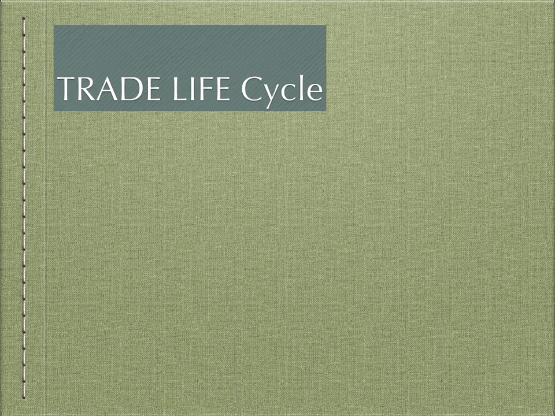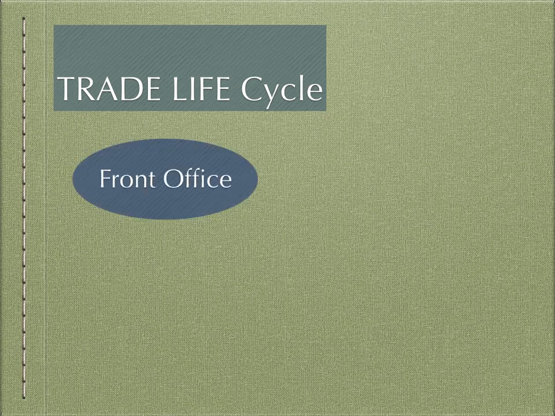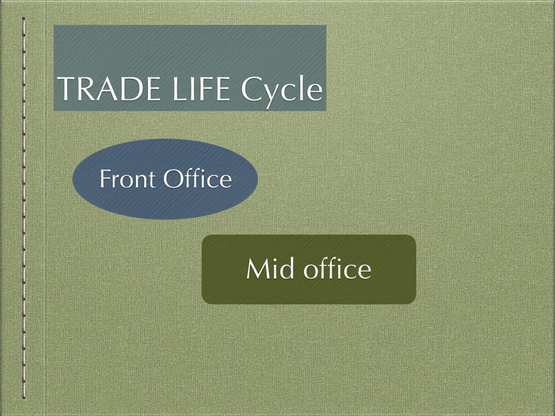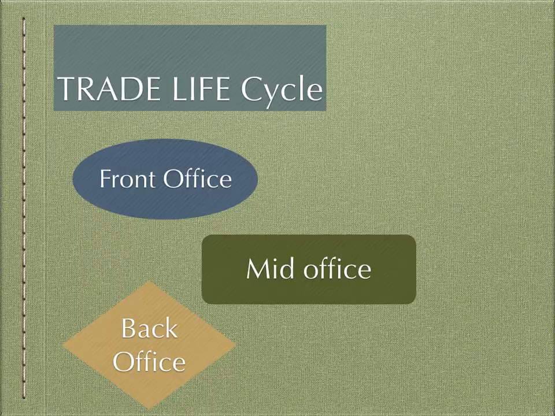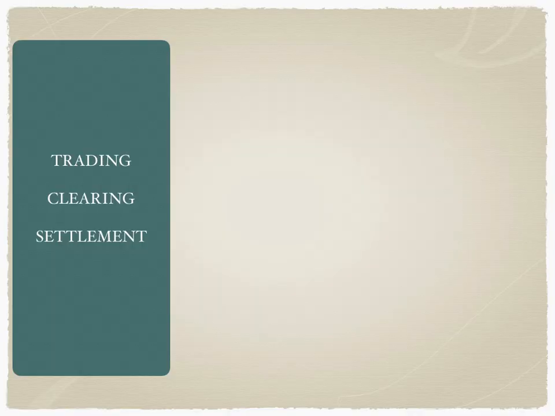The trade life cycle. Now that we've understood the participants, let's take a brief overview of what the trade life cycle is. The trade life cycle comprises three distinct steps: the front office, the middle office, and the back office. The middle office is shortened to write it as mid office. Let's take a quick look at each of them.